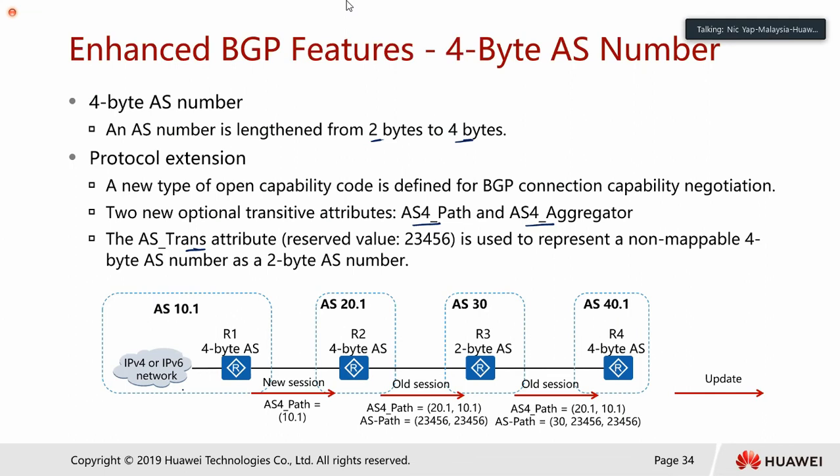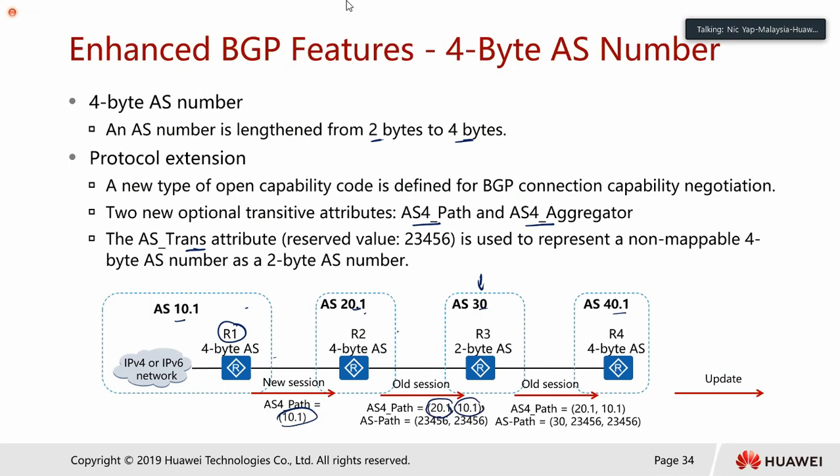In this example, we have AS 10.1, AS 20.1, AS 30, AS 40.1. In between, we have AS 30, which is a 2-byte AS. I have 4-byte AS, 4-byte AS, 4-byte AS, but in the middle, I have a 2-byte AS. So how are they going to understand each other, because a 2-byte AS might not understand a 4-byte AS? When I forward the information from AS 10.1, R1 sends 10.1. It means there is a 4-byte AS path. Let's send to R2. R2 also has 4 bytes.